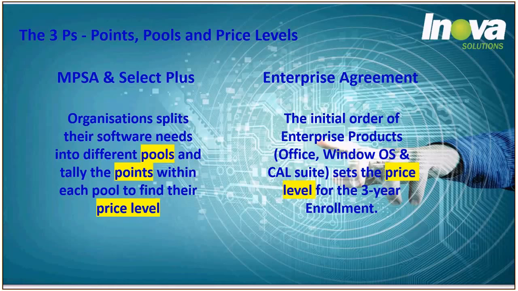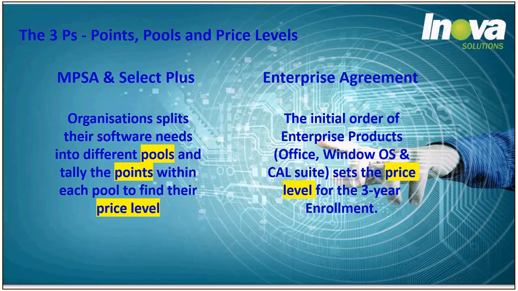Okay, and with the enterprise agreement, the initial order of your enterprise products, or your Office, your Windows OS, and Cal Suite, sets the price level for your 3-year agreement term or your 3-year enrollment. Enterprise agreements carry 3-year terms. That is the commitment that I was referring to in the previous slide. So when you do a committed agreement with Microsoft, it is for 3-year terms.